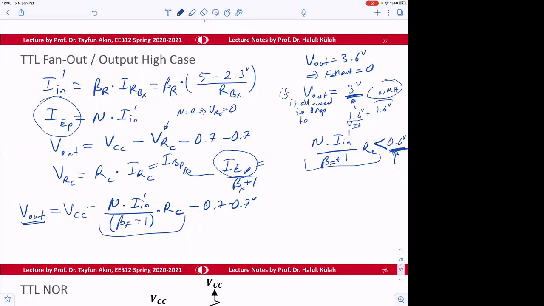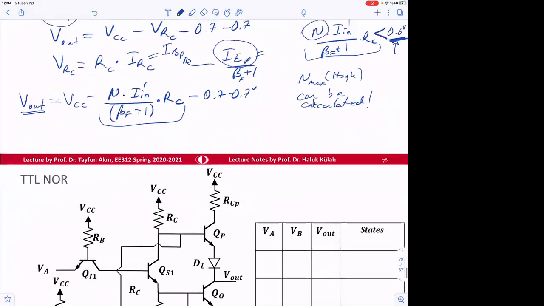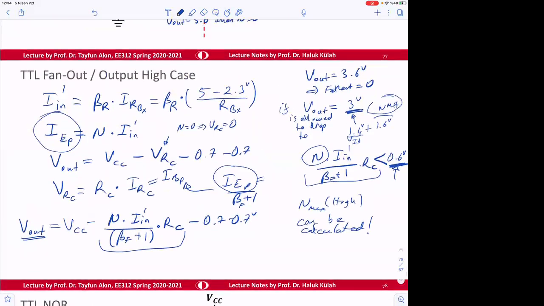Is that okay? And then here you will find a limit to n. So n max for the high case can be calculated. Okay, so I'll stop here. Please go through the slides. I will also share the course link.